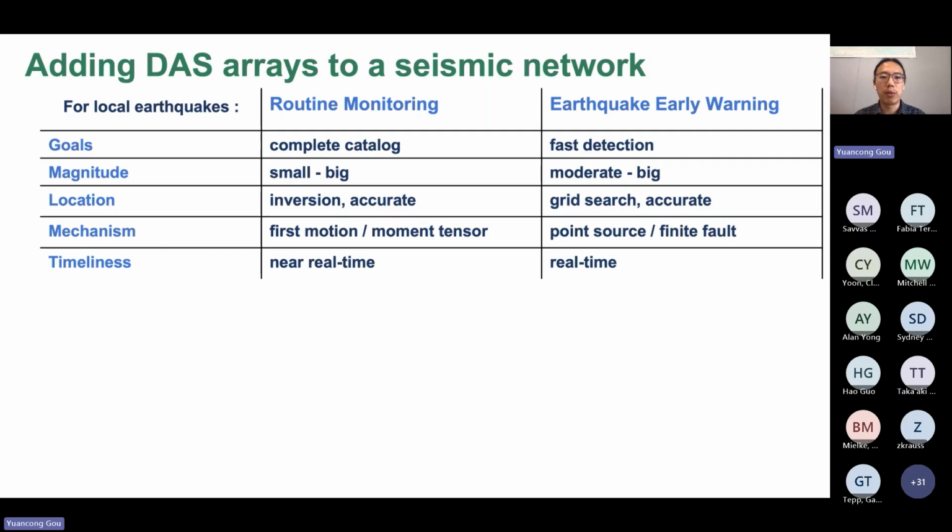Because monitoring operates in near real time, we can still take some time. We can do human inspection. We can do all the fancy inversions to do the best we can for the location and mechanism. But for earthquake early warning, we want to do a very fast calculation for the earthquakes. We want to be accurate enough to send out an alert.